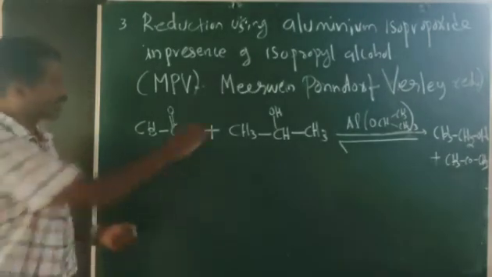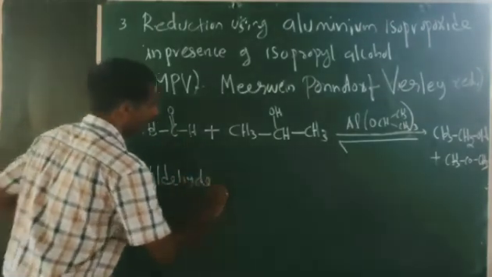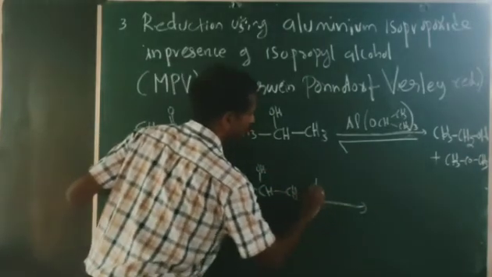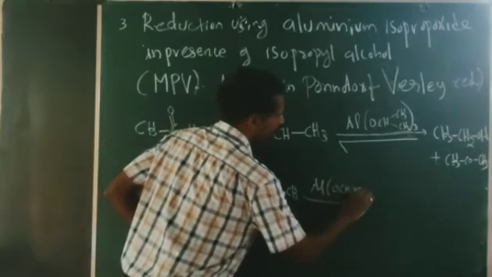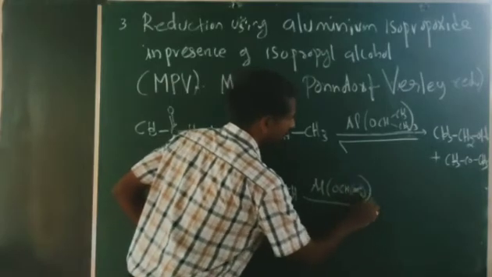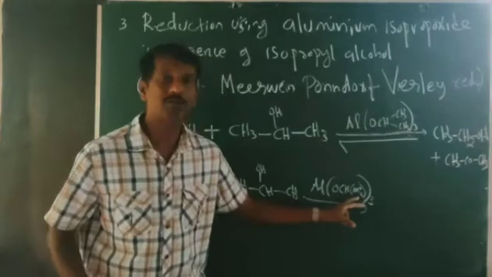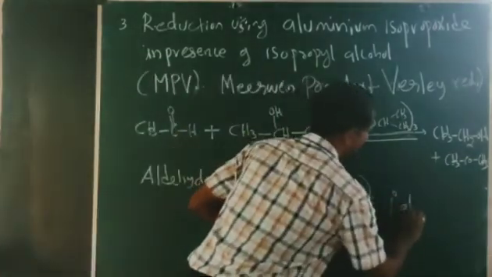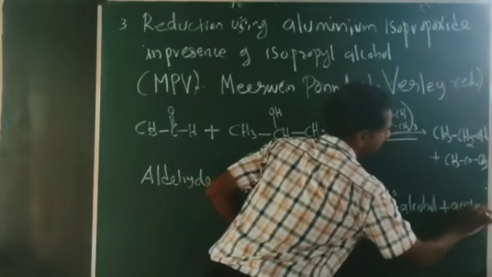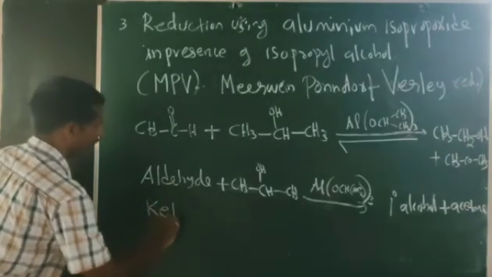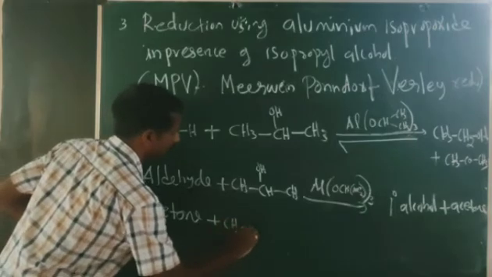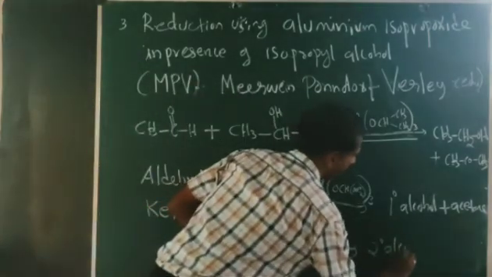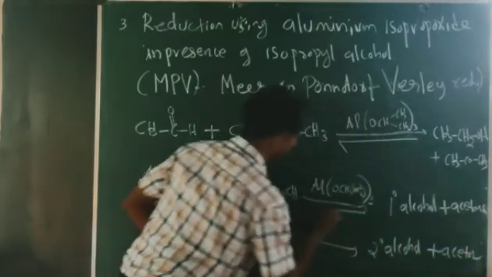In general, how will you write it? An aldehyde, when reduced with isopropyl alcohol CH3CHOHCH3 and aluminium isopropoxide Al[OCH(Me)2]3. What do you mean by Me2? Two methyl groups, CH3 also can be written as Me. We get the aldehyde converted to a primary alcohol, plus the byproduct acetone. And if you take a ketone, plus the same thing, isopropyl alcohol in presence of aluminium isopropoxide, we get a secondary alcohol plus acetone. Keep in mind, this is a reversible reaction.